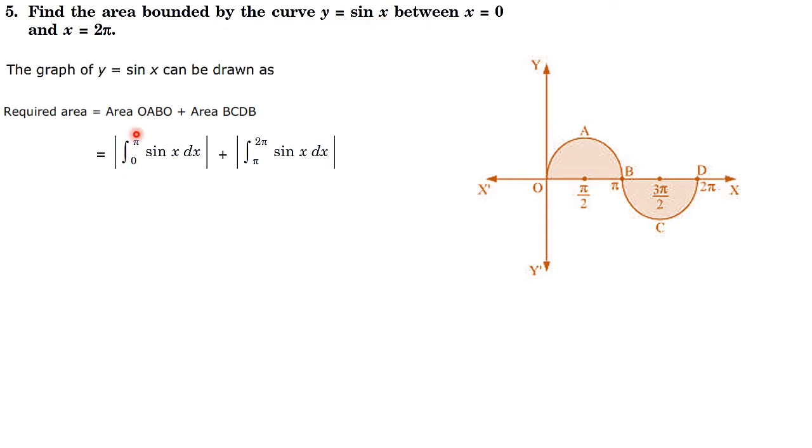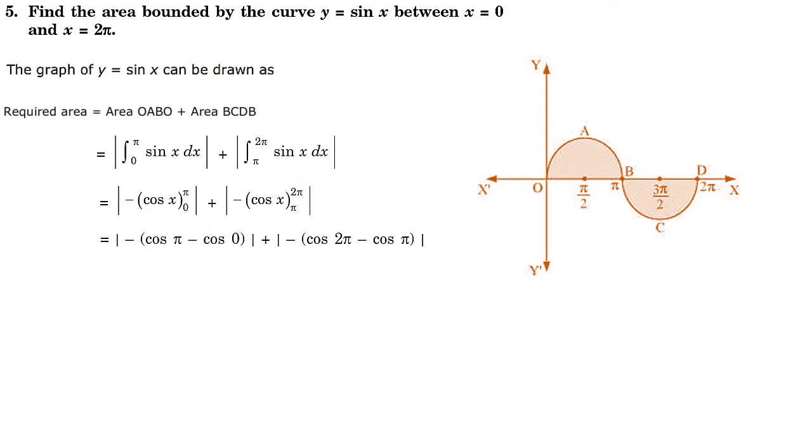So the integral from 0 to pi of sin x dx, plus again from here to here, 0 to 2 pi, the same graph, sin x. So y is equal to sin x, so y dx means sin x dx. Keep the modulus. That is the modulus of the integral of sin x. The integral of sin x is minus cos x. And plus here also the same thing, the integral of sin x is minus cos x. And apply the limits: the first part limit is 0 to pi and the second part limit is pi to 2 pi.